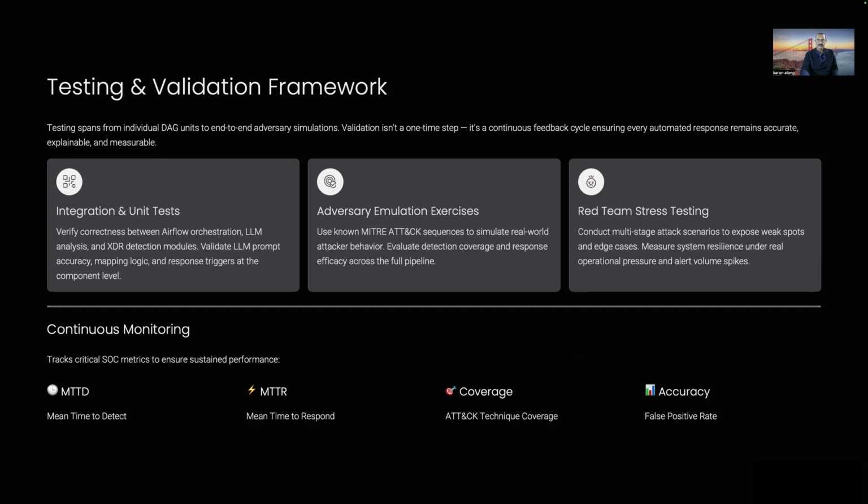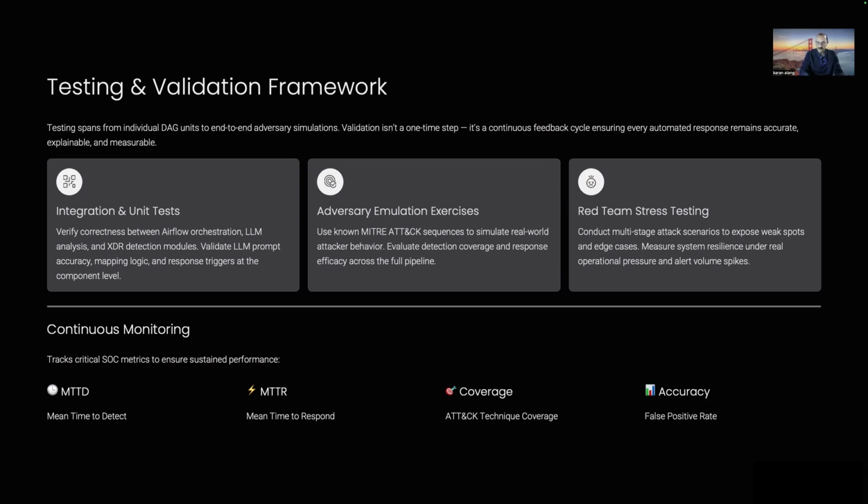We have the adversary emulation exercises. We use known MITRE ATT&CK sequences to simulate real-world attacker behavior, and evaluate the detection coverage and response efficacy across the full pipeline. We do red team stress testing. Essentially, that means that we conduct multi-stage attack scenarios to expose weak spots and edge cases.